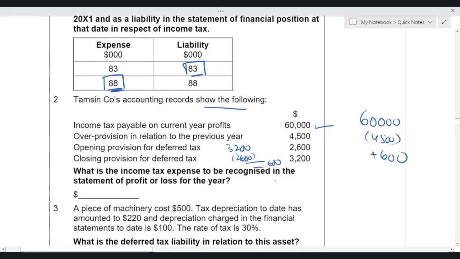What is the income tax expense? So simply, let me use the calculator. 60,000 minus 4,500 plus 600. I'm getting 56,100.